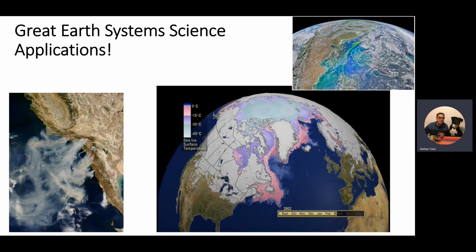We can track fires and the thermal signal from those, as well as the smoke clouds. We can potentially track algal blooms offshore in the ocean, potentially track sea currents, track sea surface ice and the relative temperature of that ice, predict when it's breaking up, things like that. Really cool stuff.